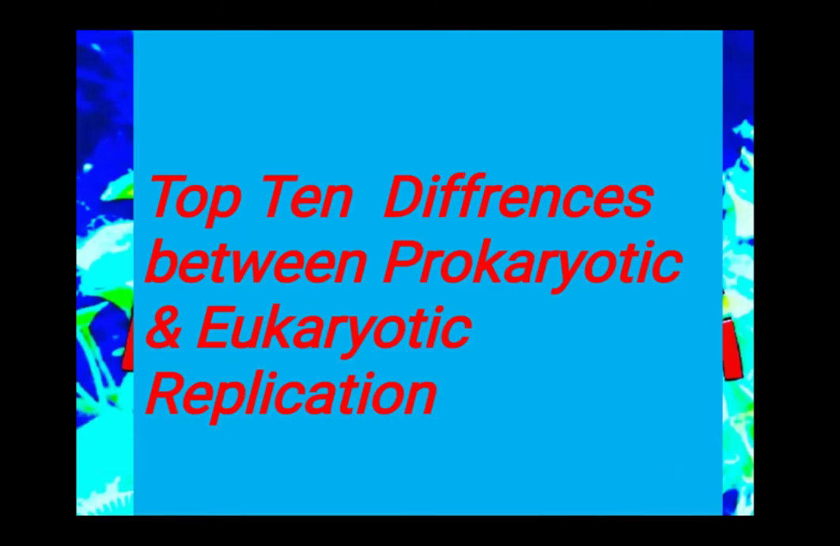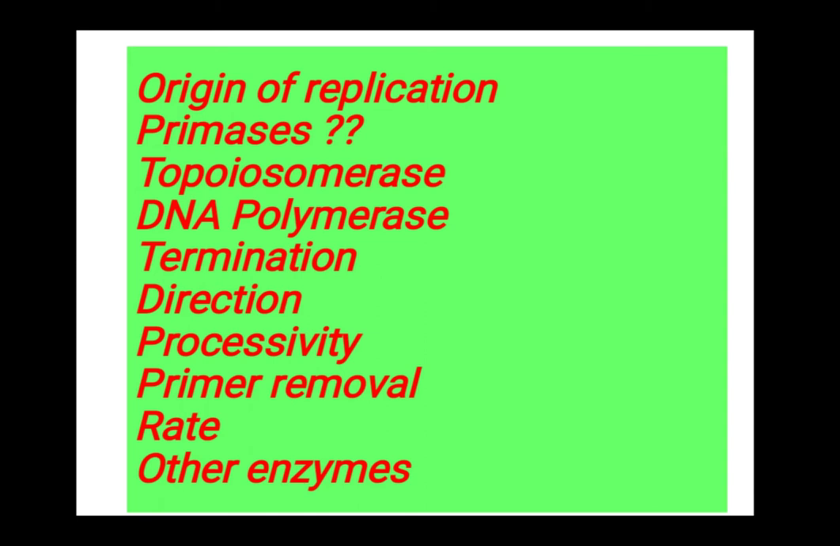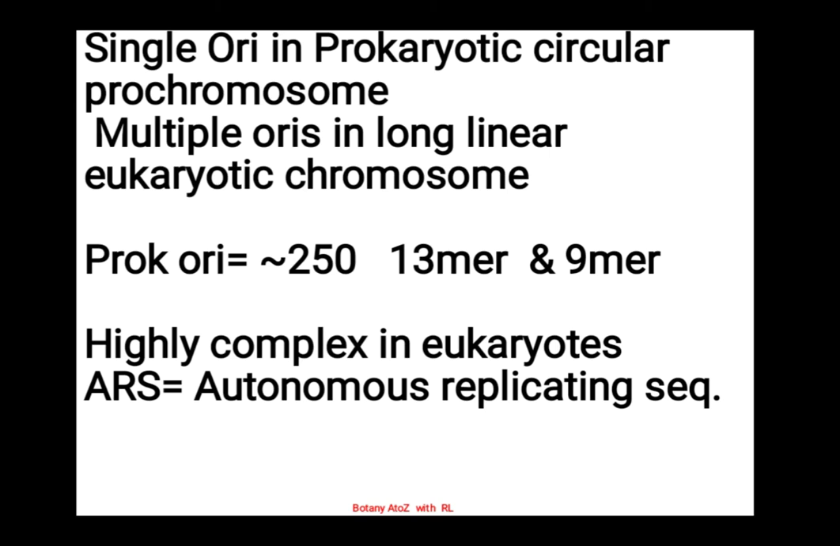As far as today's topic is concerned, today our topic is difference between replication in bacterial cell and replication in eukaryotic cell. We'll be focusing on all aspects like origin, enzymes used, primases, topoisomerases, DNA polymerases, the termination, direction, speed, rate, and primer removal, and other factors. Everything will be dealt in detail. We'll dig in deep so that you get clear concept of replication in bacteria, replication in eukaryotes, and differences between the two. First of all, let me talk about origin of replication.